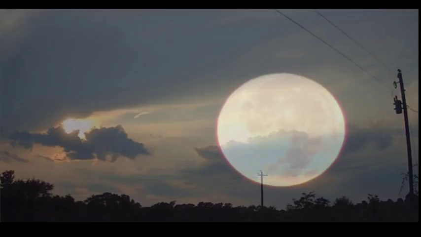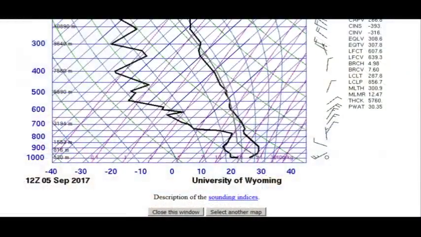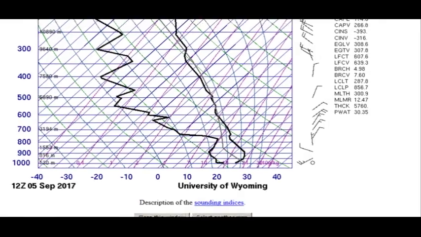This is the sounding out of... Sorry, I clicked the wrong button. Okay, so there's the sounding out of Fort Worth there. This was at 0Z or 12Z, so this is this morning.